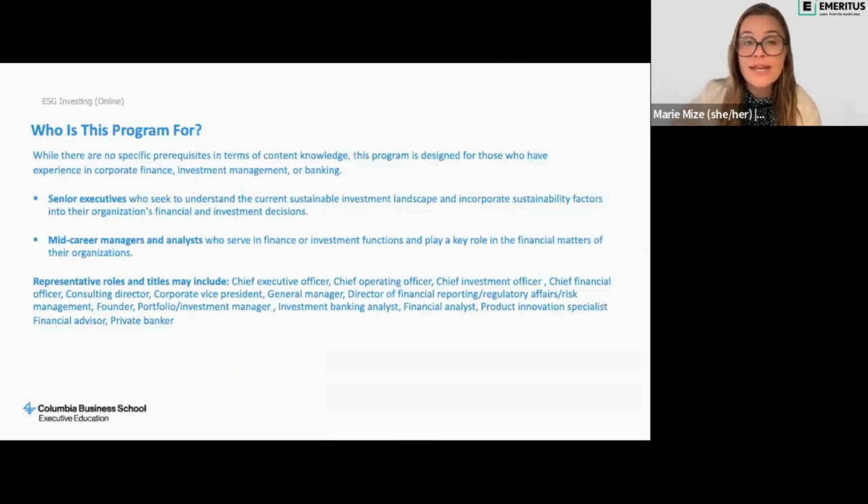This program in particular, ESG Investing Online, is really designed for senior executives and other decision makers, mid-career managers and analysts who are looking to understand the current sustainable investment landscape and incorporate sustainability factors into your organization's financial and investment decisions. We can't separate sustainability from its economic implications. And so really developing that strategic roadmap, if you're at that mid-career level and you're really driving units within your organization and you look to serve in finance or investment functions and play a key role in the financial matters of your organization, this program is going to give you those knowledge and insights in order to do just that, really build financial models and business models aimed around sustainability. So some of those representative roles are listed here for you if you'd like to take a look.